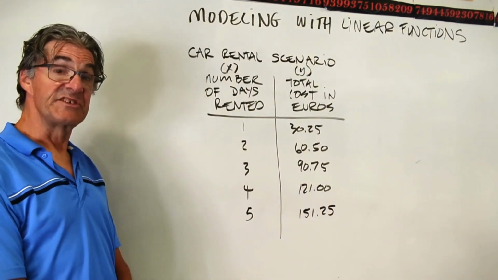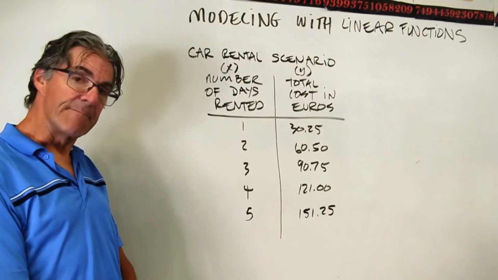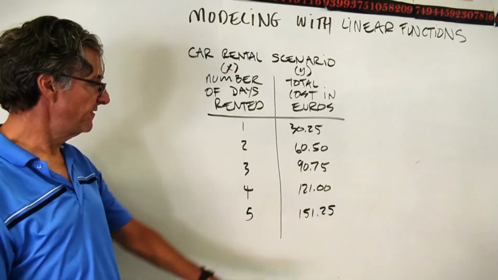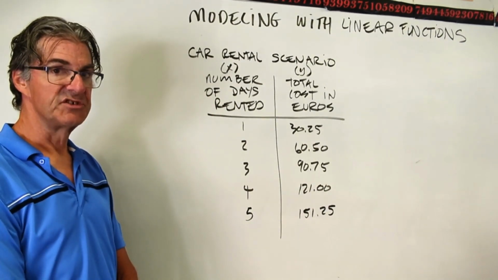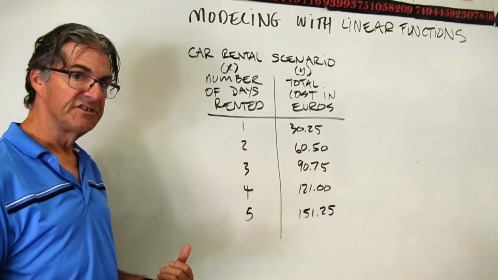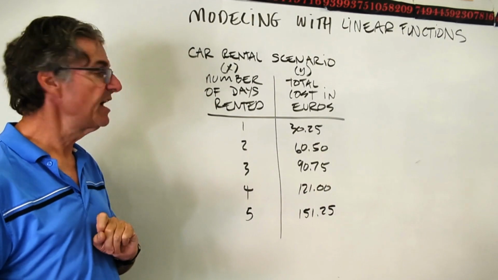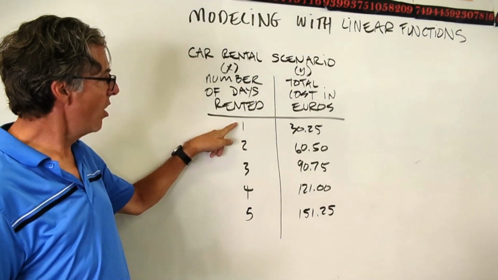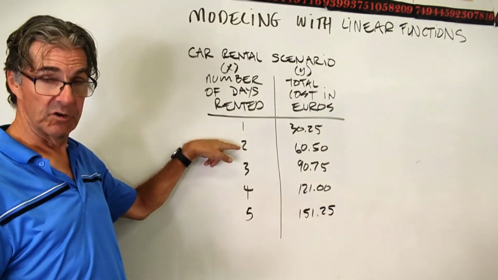Do we know this is linear or not? Think about that for a minute and see if you could prove, without graphing, that this is a linear relationship. Okay, I'm wondering if you did some calculations. I'm going to have you do a calculation. Figure out the slope between 1 and 2 days for rental.